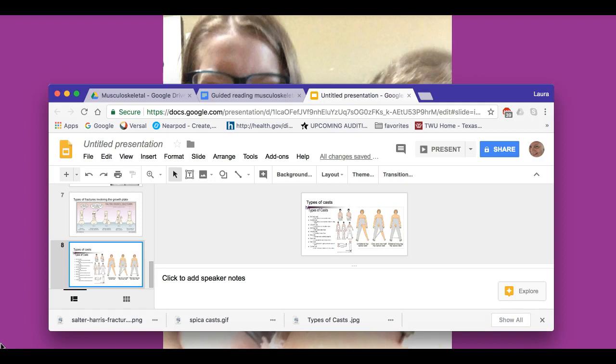And that is the high points of musculoskeletal care. I hope that that's helped you put together some of that information.